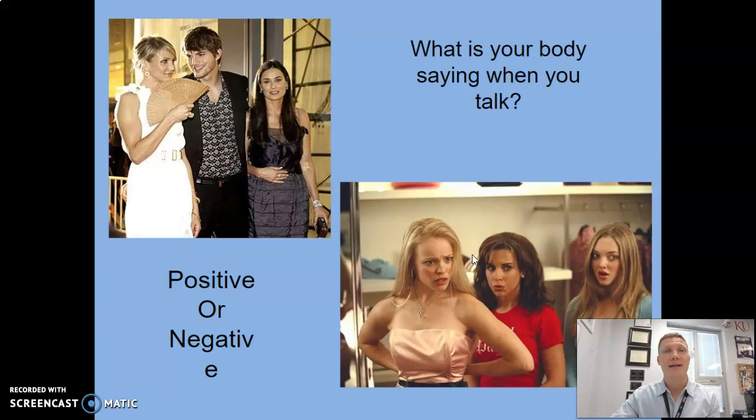So positive body language just means that the body language is in fact mirroring what was said, for example, in the top left-hand corner. Or when body language does not mirror what's being said and they're inconsistent, then that's negative body language, such as the cinematic epic Mean Girls in the bottom right-hand corner.